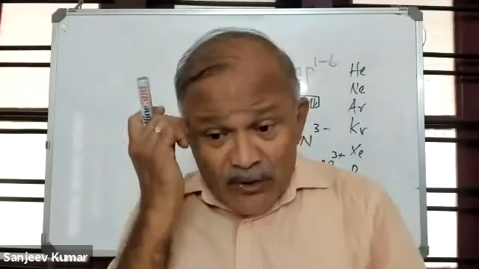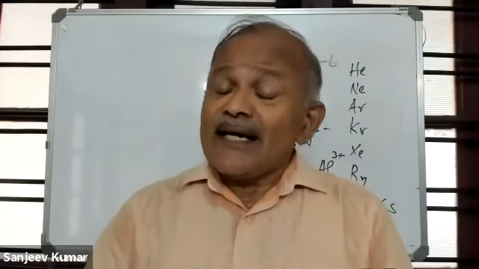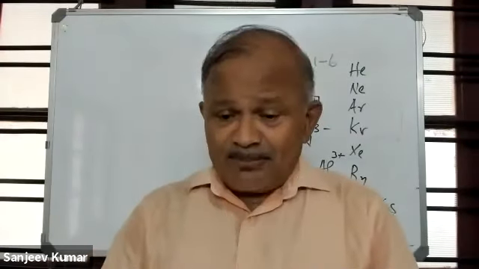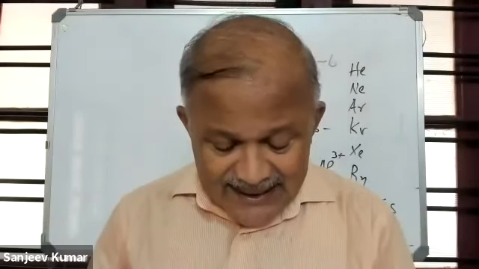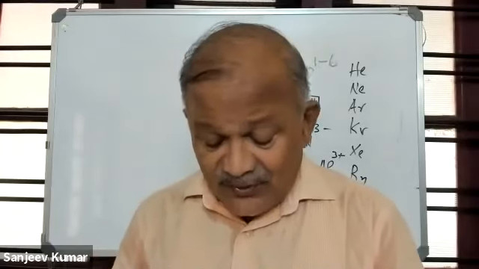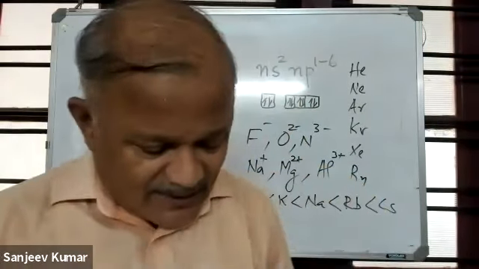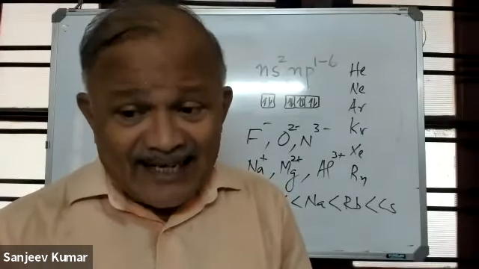The 15th group in the modern periodic table means the 5A group in the Mendeleev periodic table. That is the nitrogen family. Therefore, the answer is choice B, it is 5A.